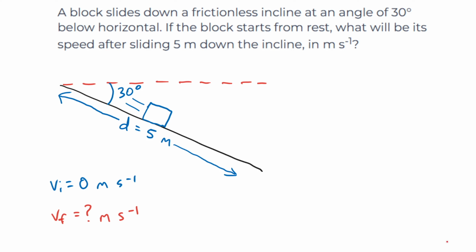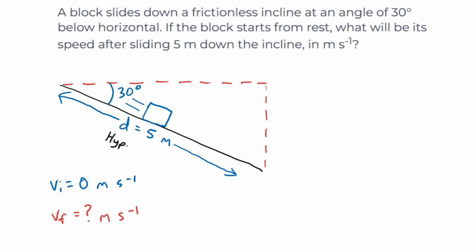Basically, this is the same as our previous question. The block has potential energy at the top of the incline, and this is converted into kinetic energy as it goes down the incline. There is no friction, so potential energy equals kinetic energy. We can calculate the height by using trigonometry with SOH CAH TOA. Let's turn this into a right angle triangle.